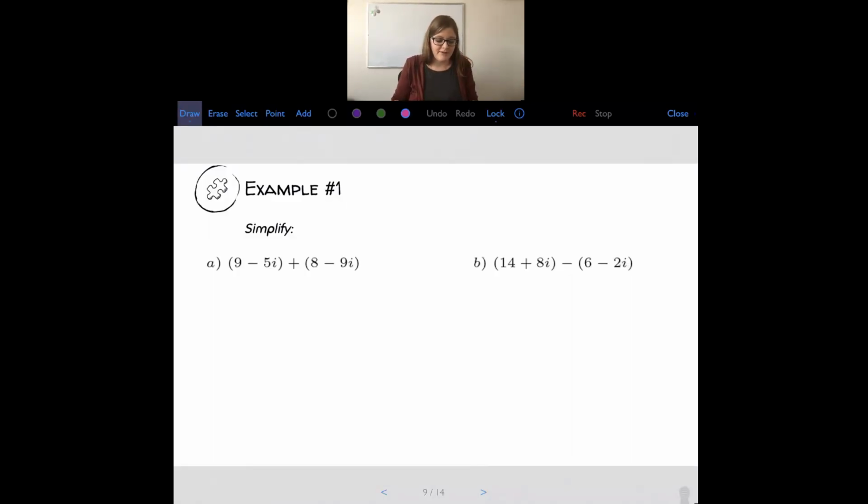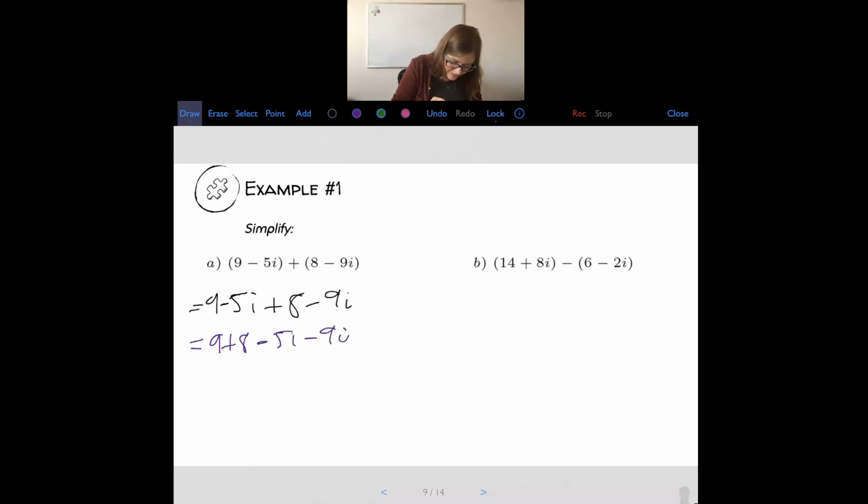So example 1, simplify. So in part A, we have (9 minus 5i) plus (8 minus 9i). Okay, so everything's addition here. There's no operations inside the parentheses, and there's no other distribution. So we can write this as 9 minus 5i plus 8 minus 9i. Okay, and then our like terms here are we're going to collect the real parts together and the imaginary parts together. So we have 9 plus 8 minus 5i minus 9i. Okay, and then we simplify. 9 plus 8 is 17. -5i minus 9i is -14i. Okay, so the answer here is 17 minus 14i.